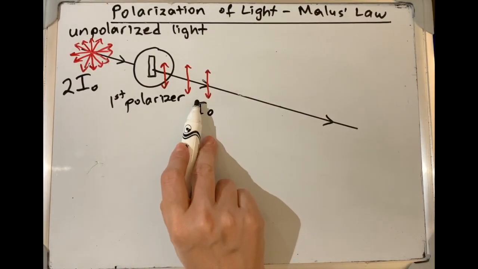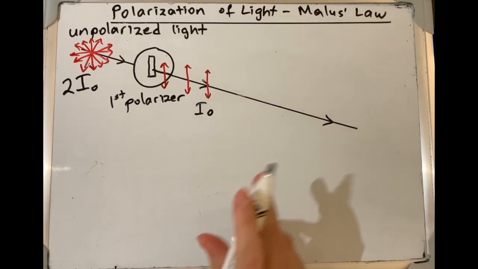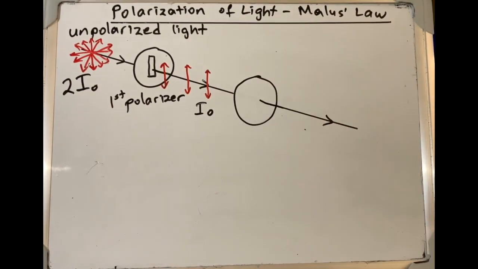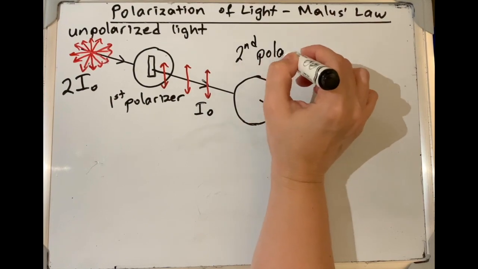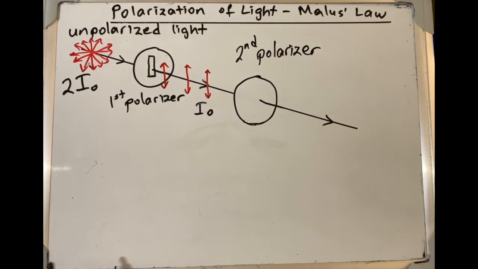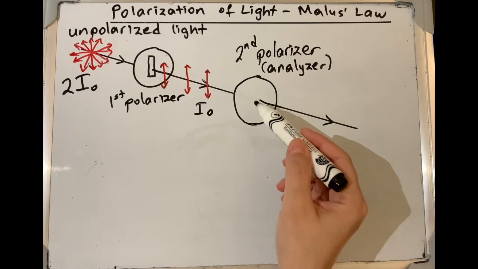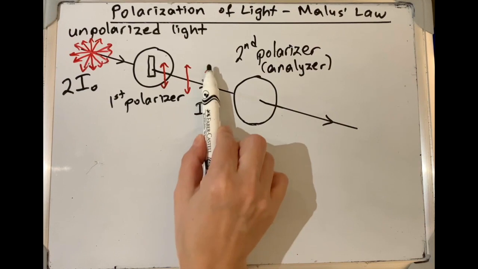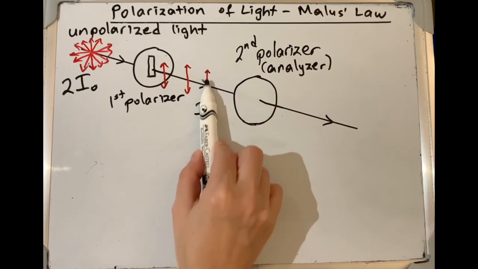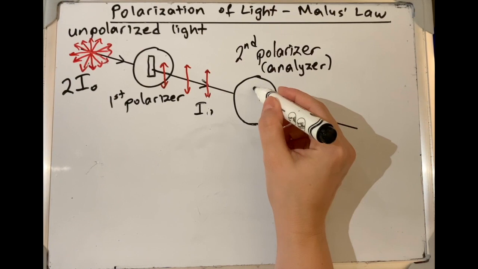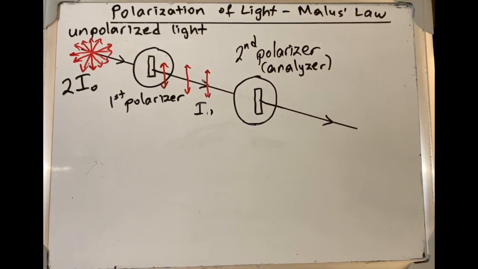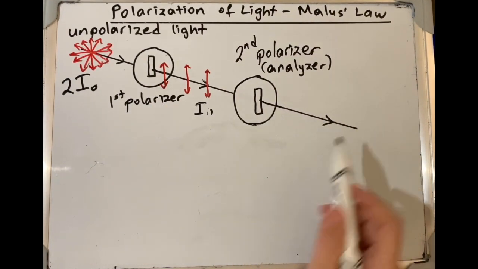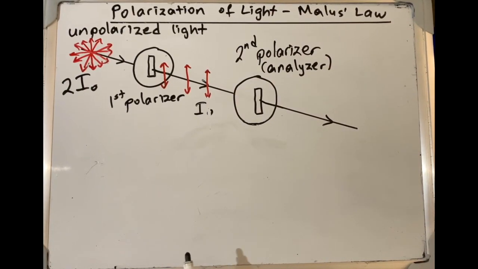Now that we have polarized light, let's put another polarizer in front of this. So here's my second polarizer, which we also call the analyzer. Let's say the axis of polarization of this second one is aligned with the first one. In that case, nothing will change because this light is already polarized in the vertical axis. So if the second one also has its axis at 0 degrees to the first one, then nothing will change in terms of the intensity.